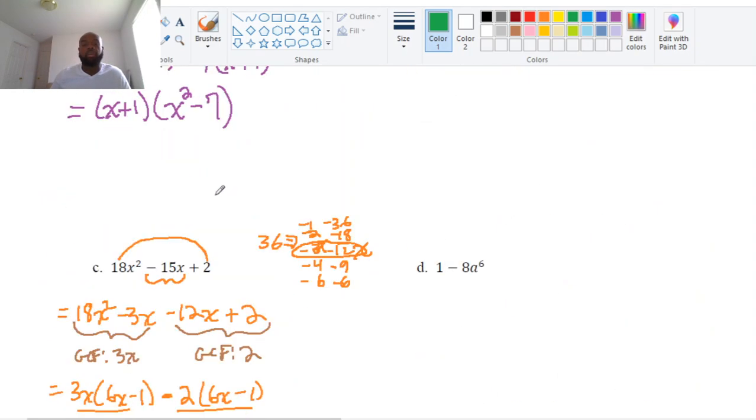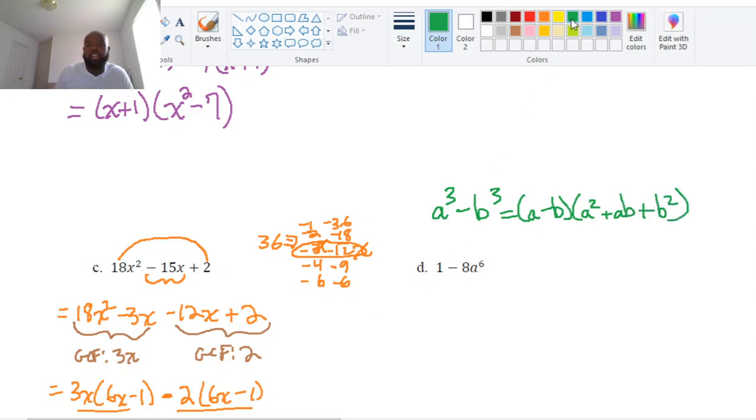So what I'm going to do is rewrite that formula. This is something that you have to memorize: a cubed minus b cubed equals a minus b times a squared plus ab plus b squared. If I look here, the thing that I'm cubing to get 1 is 1, and the thing that I'm cubing to get 8 is 2. And what I cube to get a to the 6th is a squared, because if I raise a power to a power, 3 times 2 is 6.